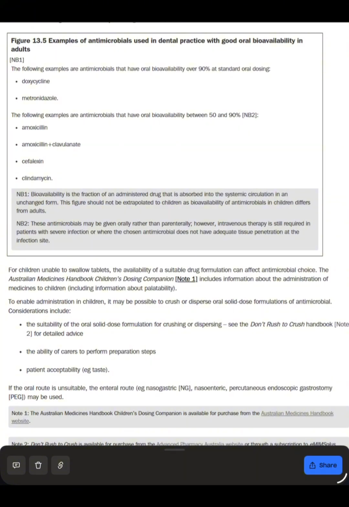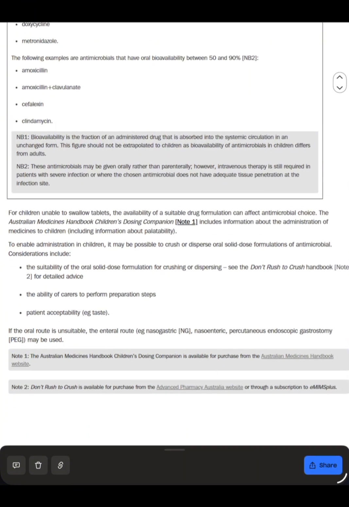To enable administration in children, it may be possible to crush or disperse oral solid dose formulations of antimicrobials. Considerations include the suitability of the oral solid dose formulation for crushing or dispersing. See the Don't Rush to Crush handbook. This book is available for purchase from the Advanced Pharmacy Australia website or through a subscription to eMIMS Plus.